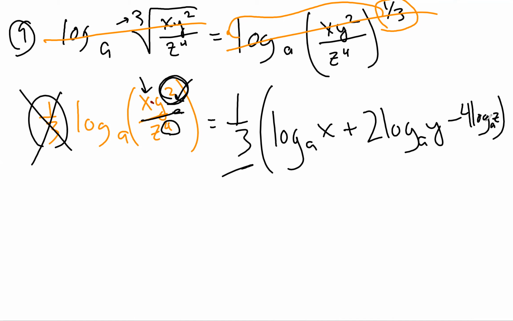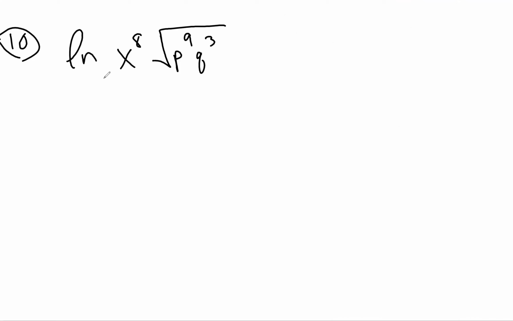All right, now I have one more. And this one is going to contain the ln, which we haven't seen today. But you're going to notice that it works the same way. So here's the problem. We're going to have the ln of x to the 8th. And then beside it, we're going to have the square root of p to the 9th, q to the 3rd, like that. And then under it, we're going to have e to the 8th. Now this is a big problem, isn't it?